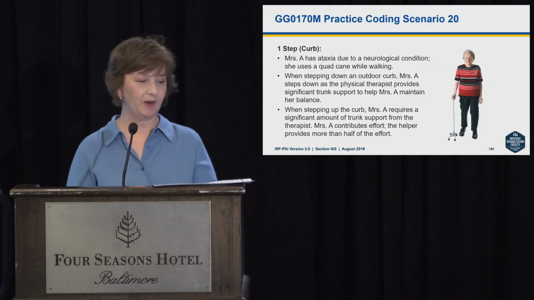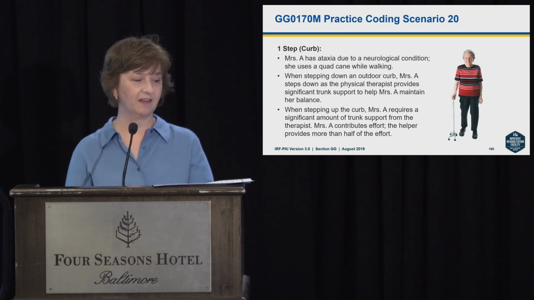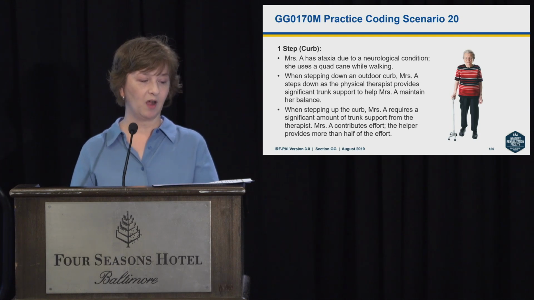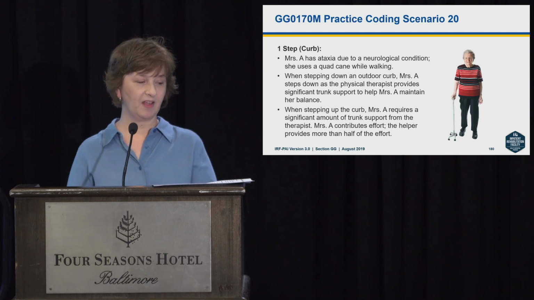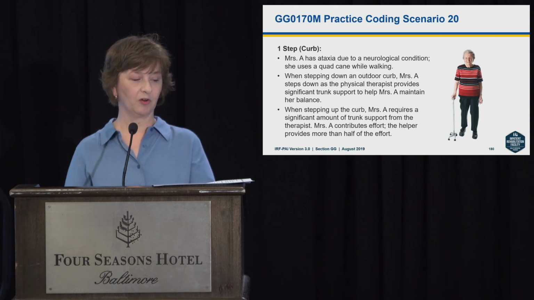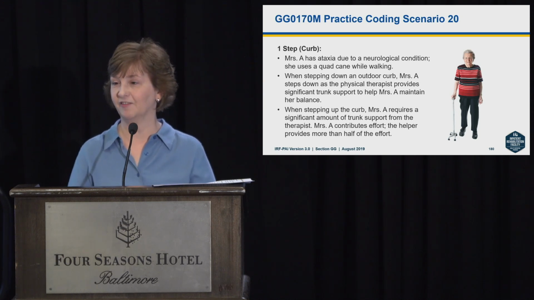We have another practice coding scenario here. So we have Mrs. A. She has ataxia due to a neurologic condition. She uses a quad cane while walking. While stepping down an outdoor curb, Mrs. A steps down with the physical therapist providing significant trunk support to help Mrs. A maintain her balance. When stepping up the curb, Mrs. A requires a significant amount of trunk support from the therapist. Mrs. A contributes effort. The helper provides more than half of the effort.